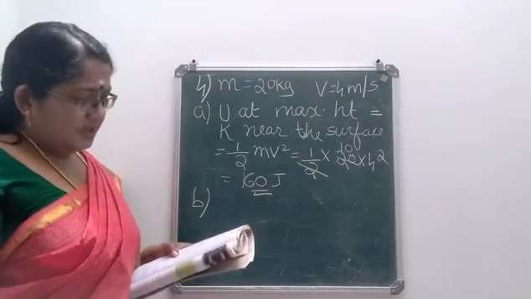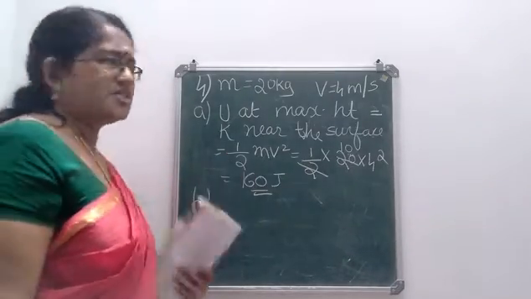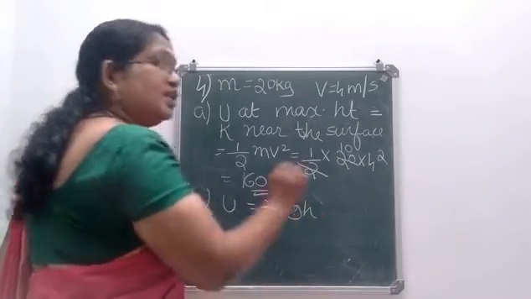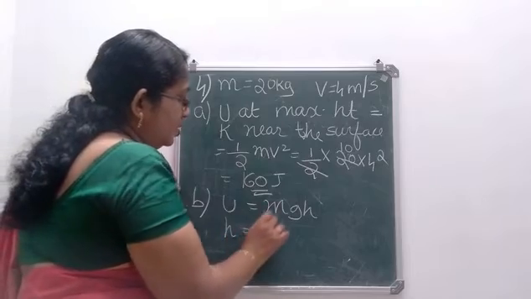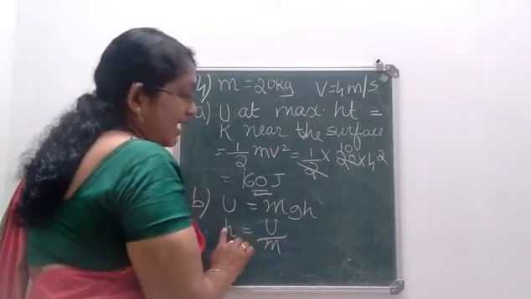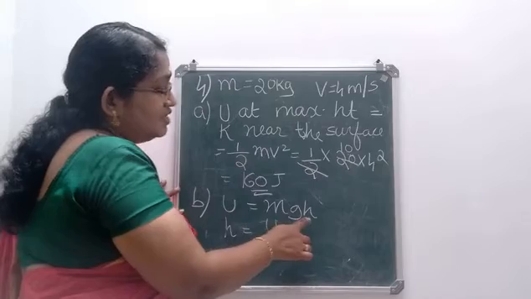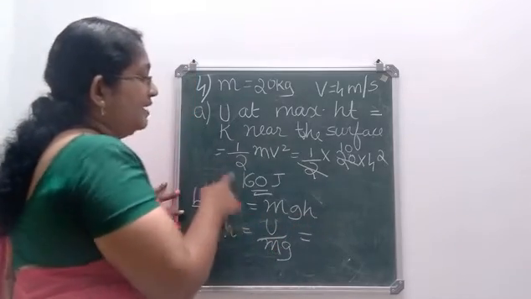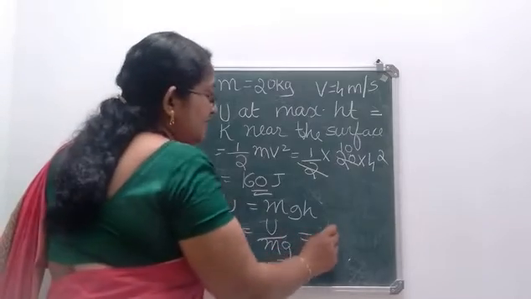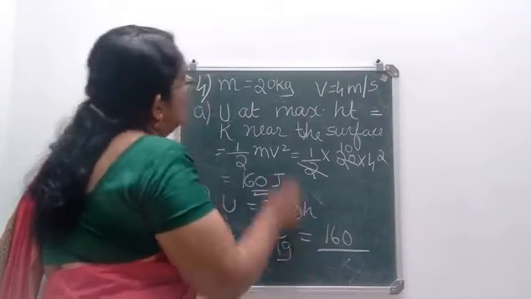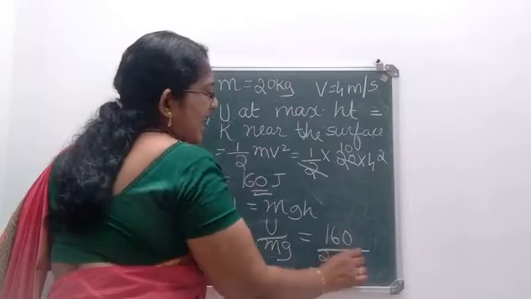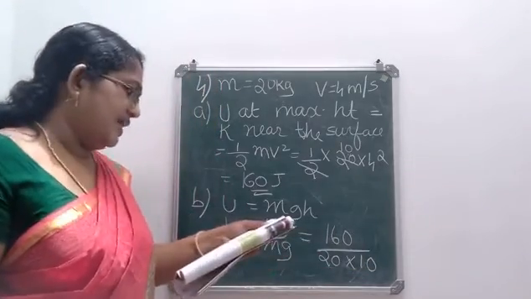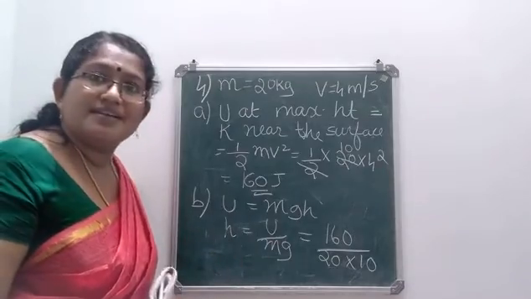Now, calculate the maximum height it reaches. So which equation should we use here? U is equal to mgh. From here h is equal to U by mg. U, already we got the potential energy which is equal to 160. Mass is 20. Acceleration due to gravity, we will take it as 10. Okay. Since they didn't give the value, it is better to take 10.